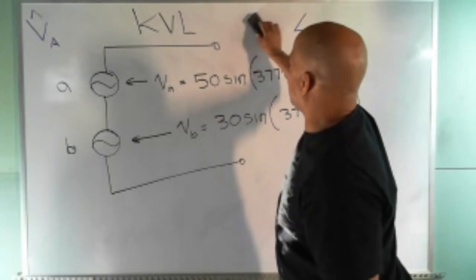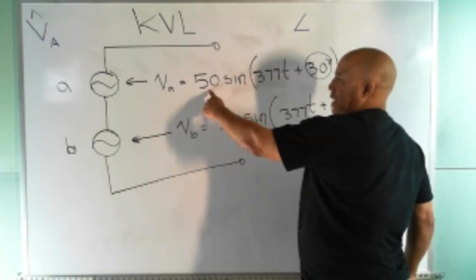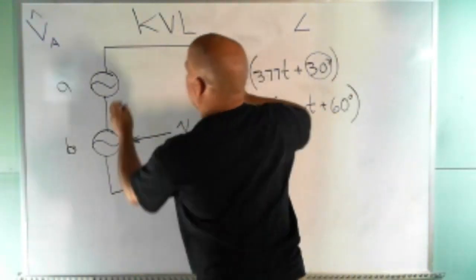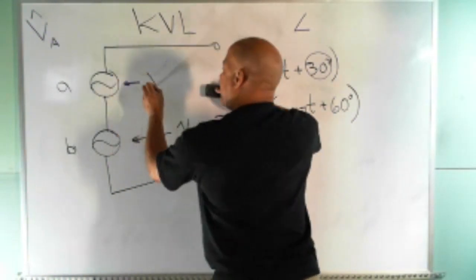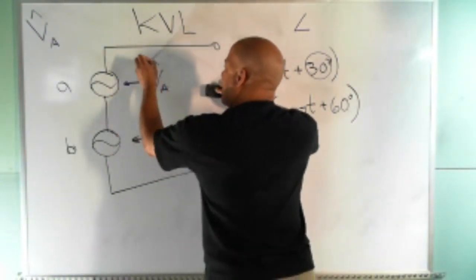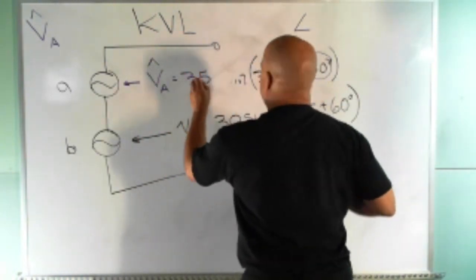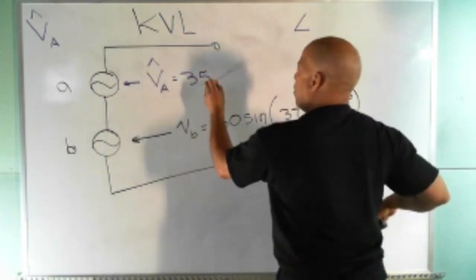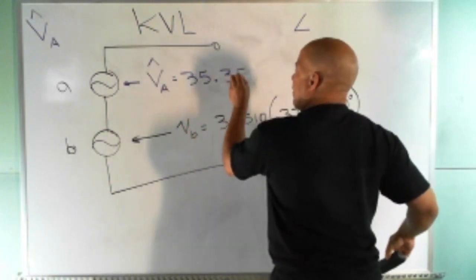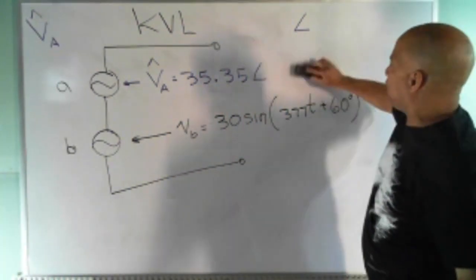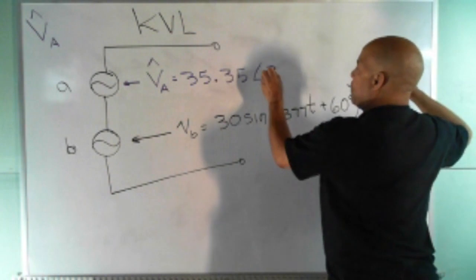35.35. All right, how'd you get that value? 50 times 0.707. So he took 0.707 and multiplied it. That's how you go from peak to RMS. So what I'm going to do right here, I'm going to write that as VA, but I'm going to put a hat on it to show you it's a phasor. And then we got 35.35 at an angle of, and I just look at the phase angle that was stuck to the time domain, it was 30 degrees. So this is at an angle of 30 degrees.